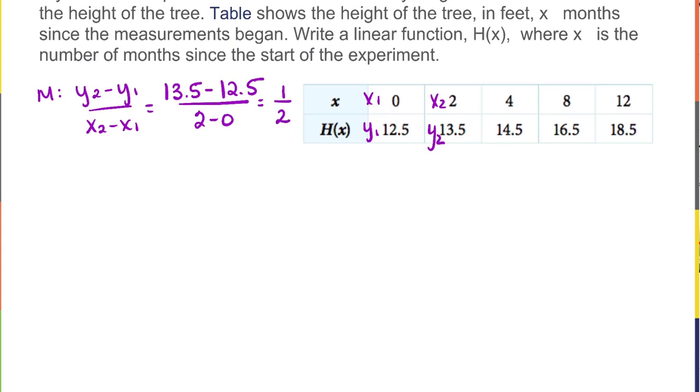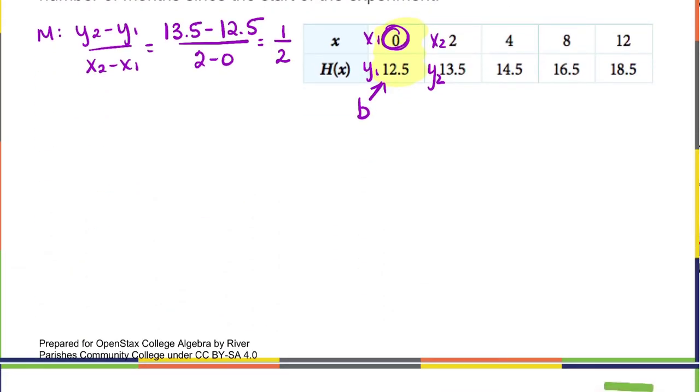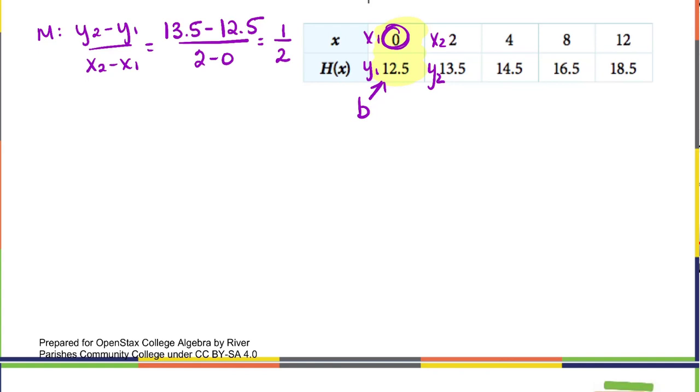Okay, so now let me just alert you to something. This lovely little point, that, you guys, is the y-intercept. That's your b, because b is the y-intercept, which is where the x is 0. So in this particular problem, you do not have to go and substitute everything in like we did in the last one to solve for b. The reason? Because b, we already know, is 12.5. All you have to do is substitute your m into y equals mx plus b. b is 12.5. And so that's really all you have to do.